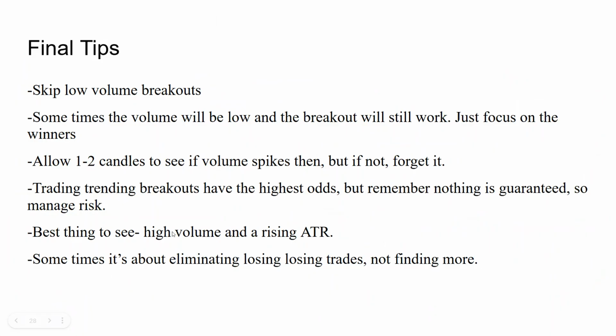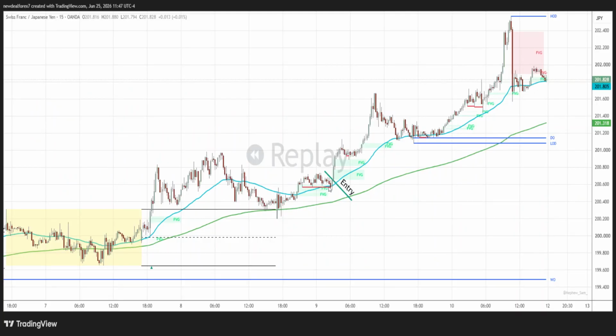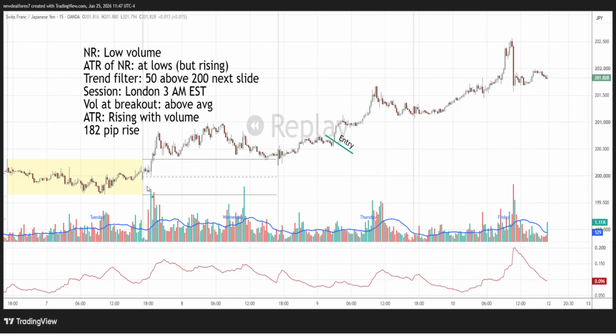Let's see. The best thing to see, remember, is high volume and a rising average true range. And sometimes it's about eliminating losing trades, not finding more trading opportunities. So if you want to get aggressive, these are the trades right here that it's okay to scale in on, because everything came together: the volume, the trend, the ATR. Now it can still all come together and you can lose. So you just keep your losses small, and as long as your losses are smaller than your winners, then you'll be fine.